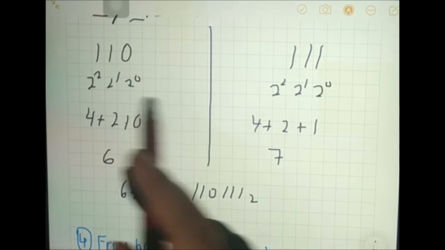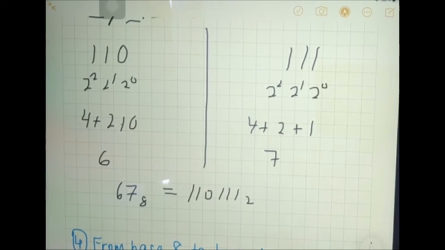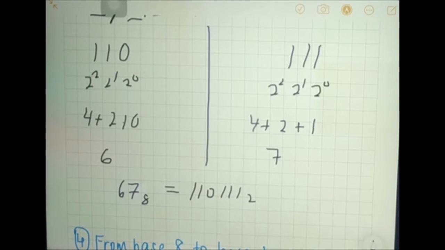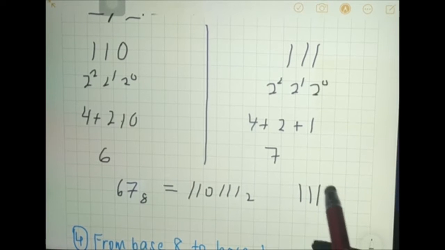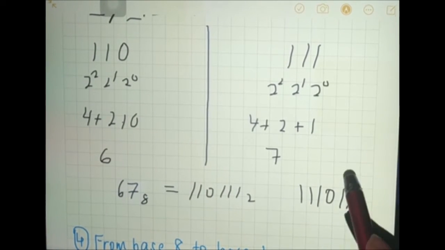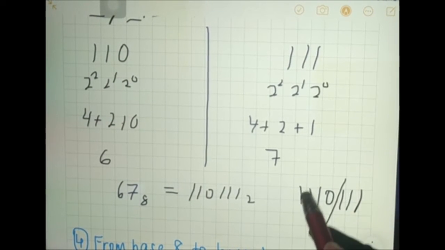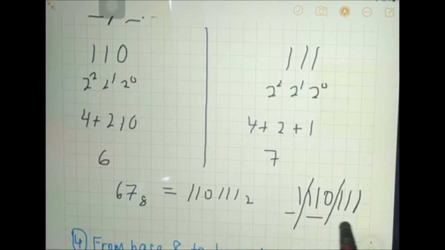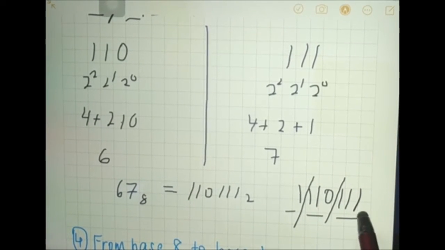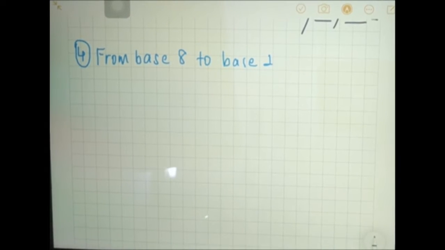But what happens if we have an odd digit number? So let's say 1, 1, 1, 0, 1, 1, 1. We still have to separate it into 3 digits. So we cut here, we cut here, so it becomes this one. Put base 2 there. Alright.